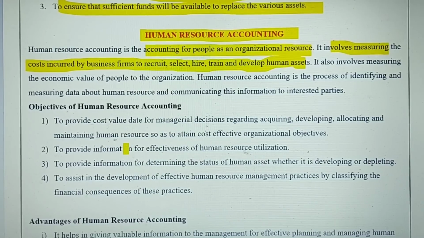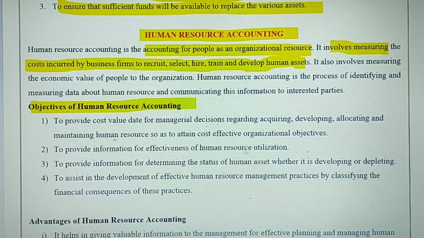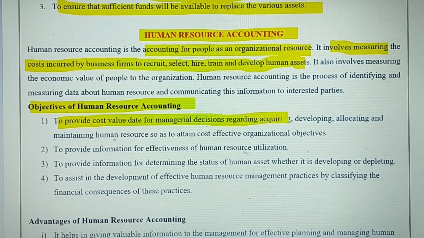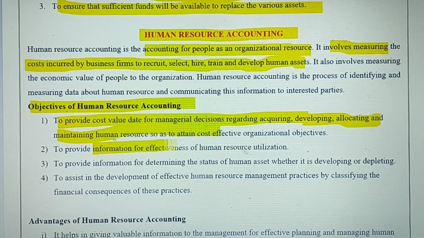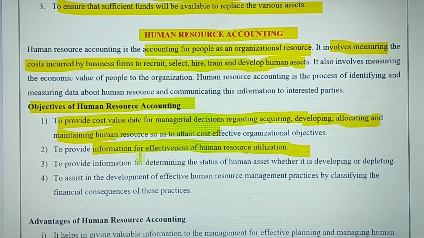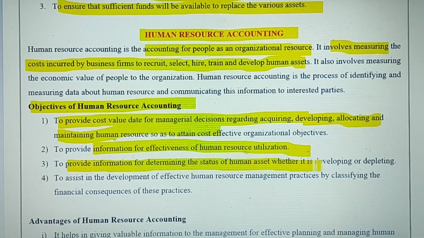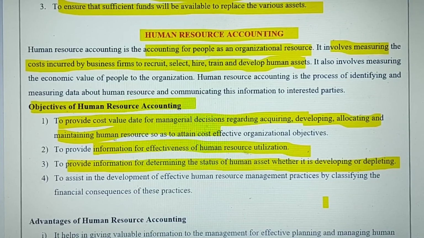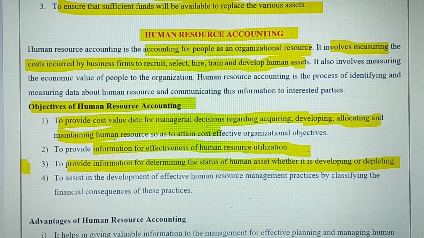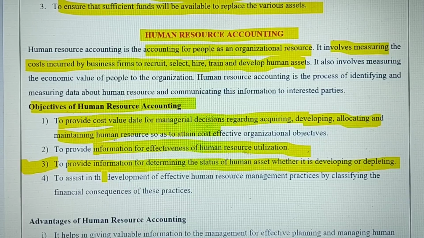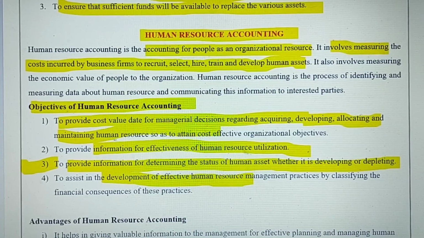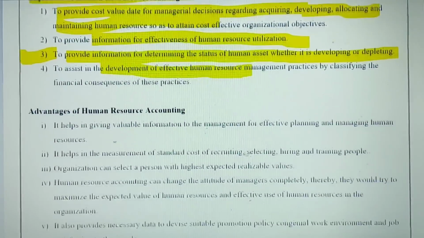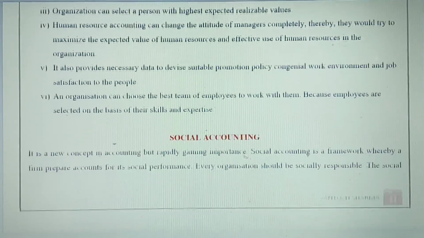And we study about the different costs. The main objectives of human resource accounting are to provide cost value data for managerial decisions regarding acquiring, developing, allocating, and also maintaining the human resource, to provide information for effectiveness of human resource utilization, to provide information for determining the status of human assets, whether it is developing or depleting. This is one of the very important objectives, and to assist in the development of effective human resource management practices. So these are a few important objectives of HRA. These are again the advantages of human resource accounting, which you can also revise.